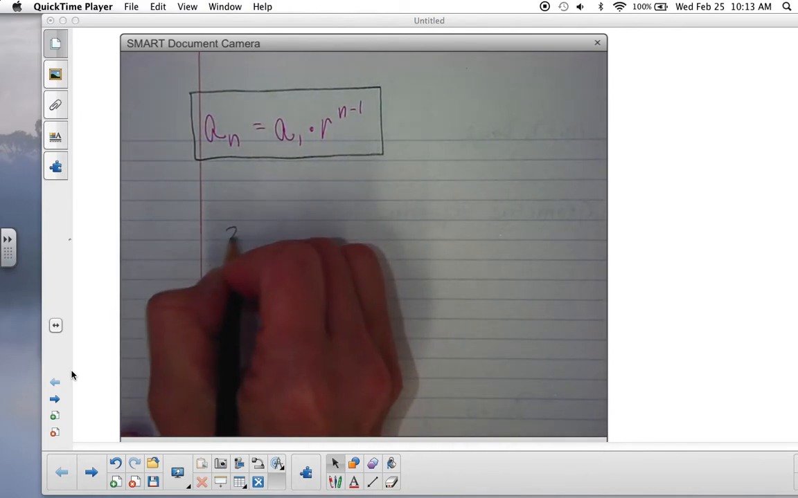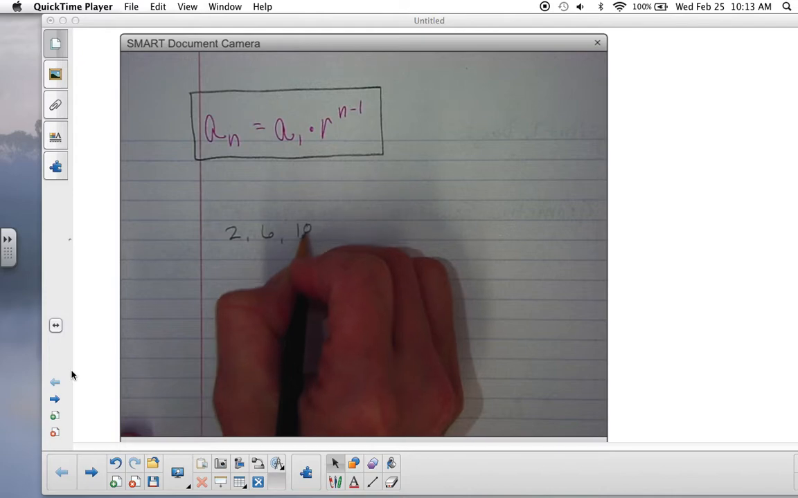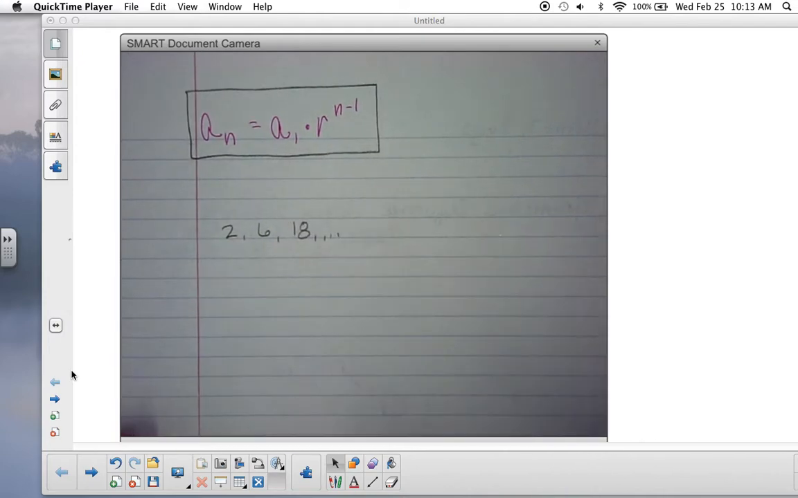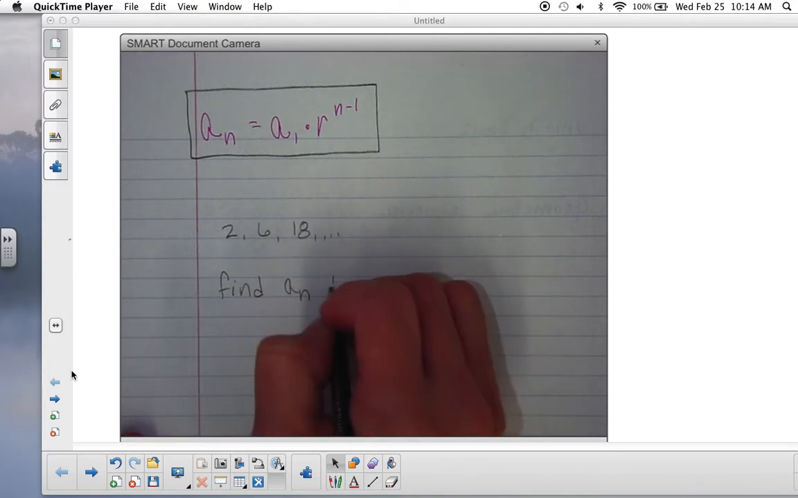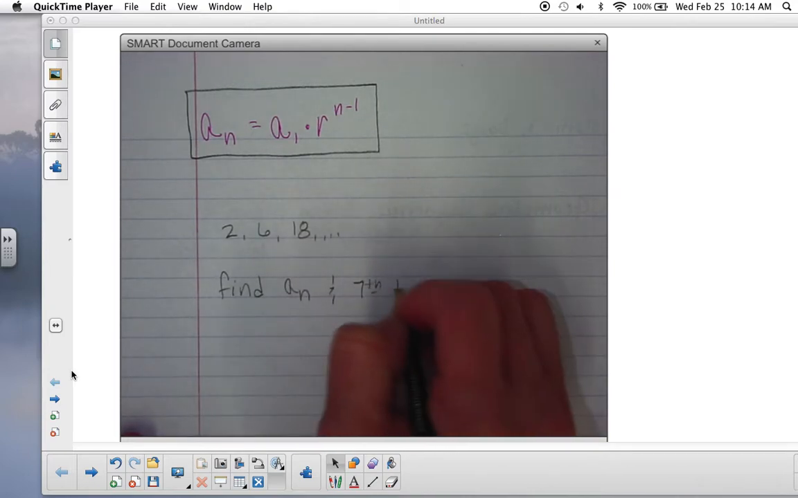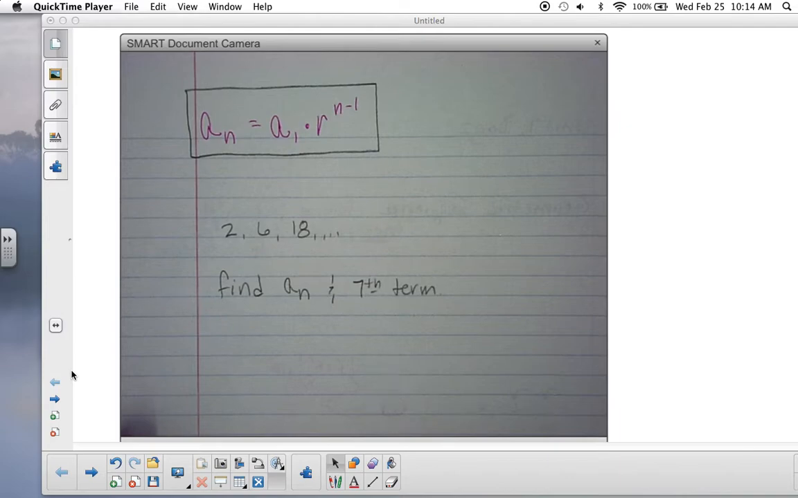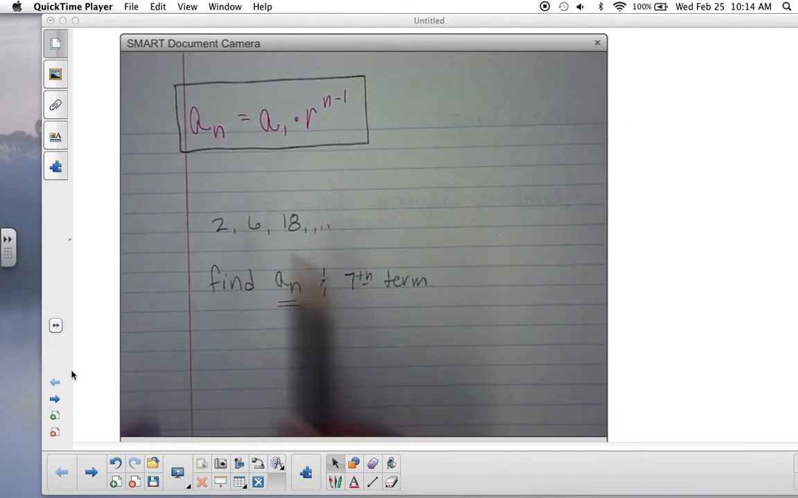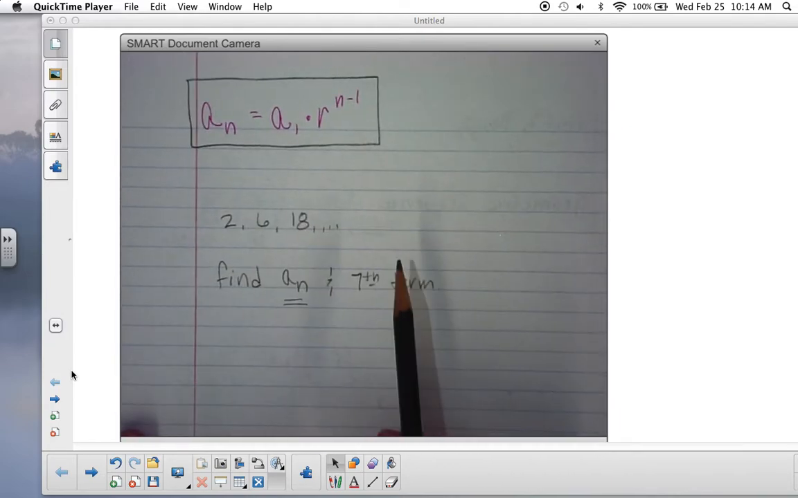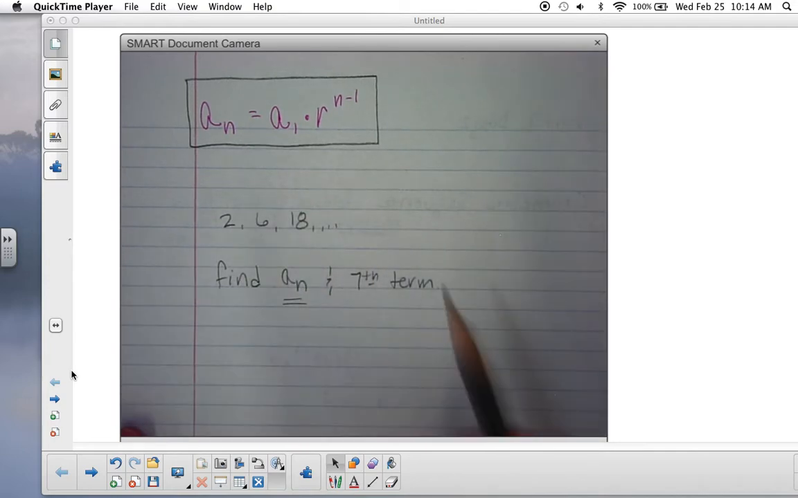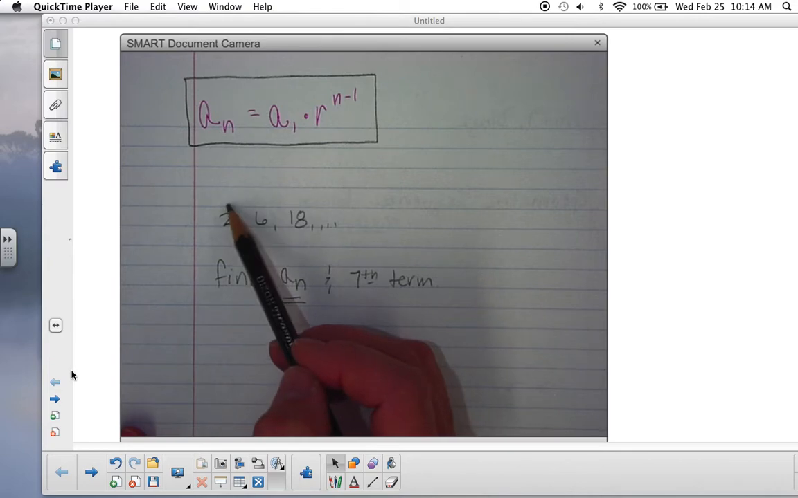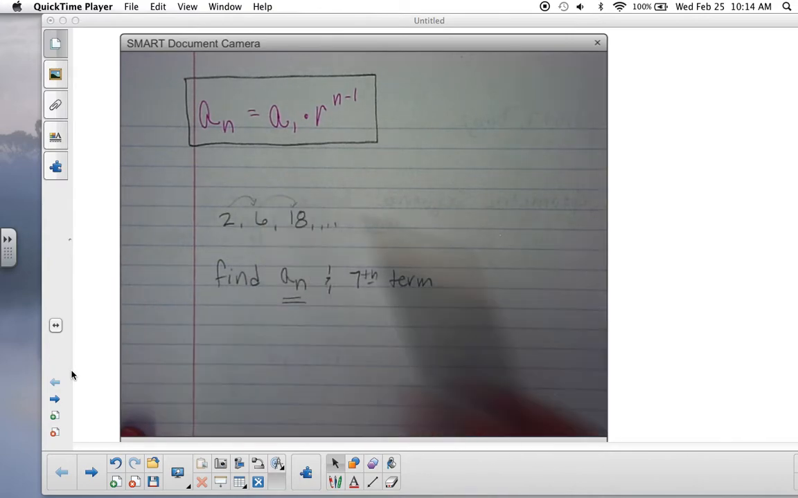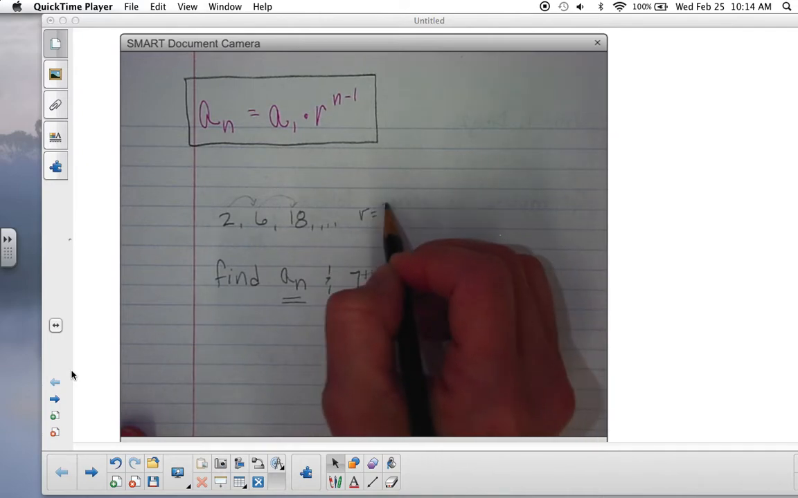So let's do an example here. Suppose I've got 2, 6, 18, and it says find a sub n and the 7th term. So remember, find a sub n just means find the rule that made this pattern. Typically you would look and investigate to figure out arithmetic or geometric. We know that it's geometric because that's what we're doing today, but we're multiplying by 3 every time, right? To go from 2 to 6, 6 to 18. So that means my fixed ratio is 3.